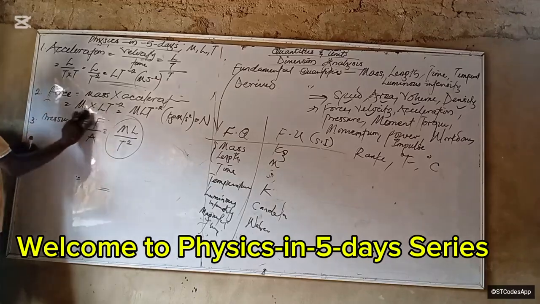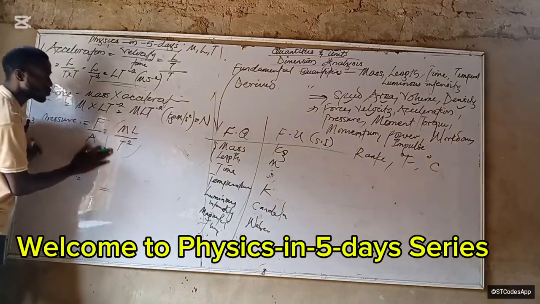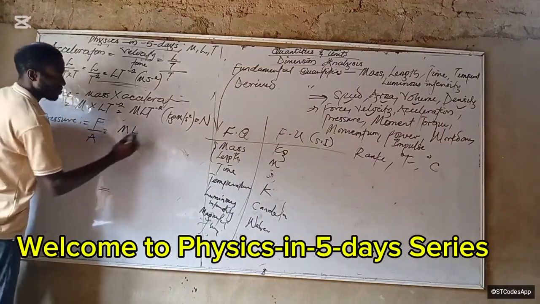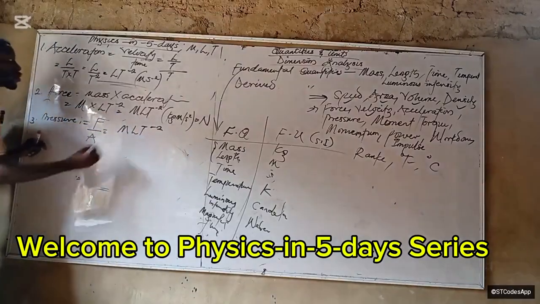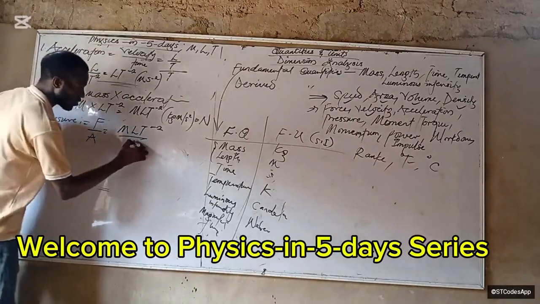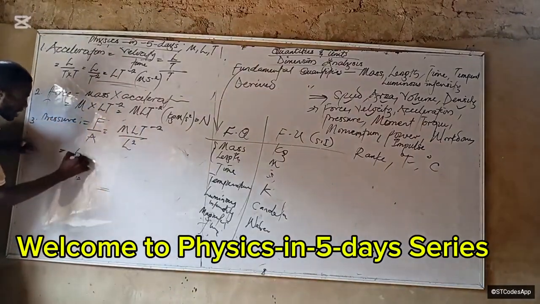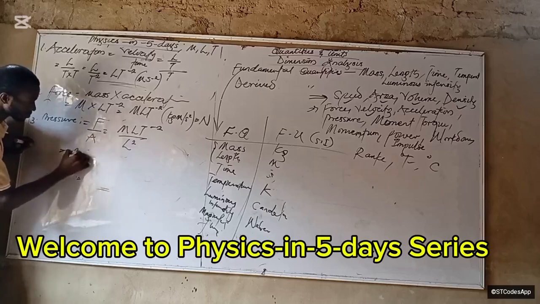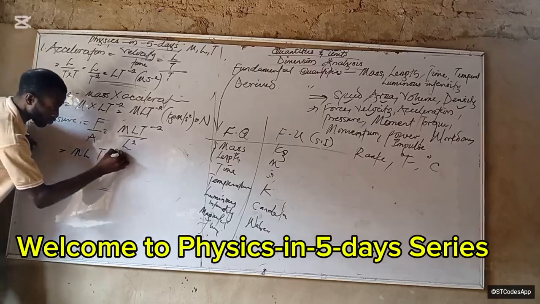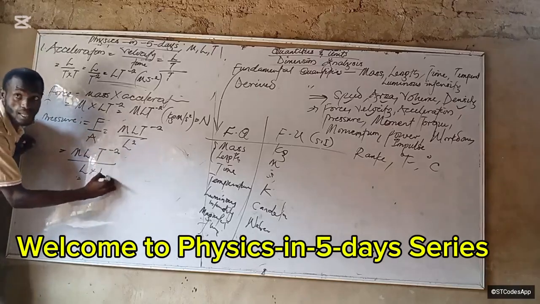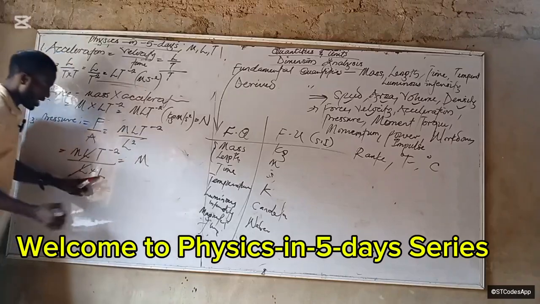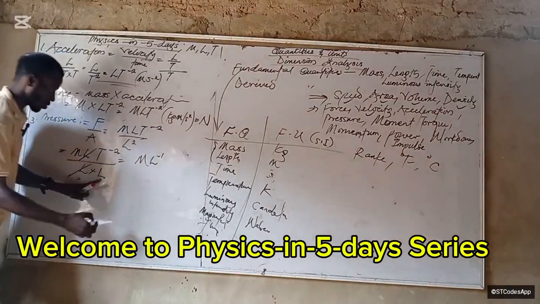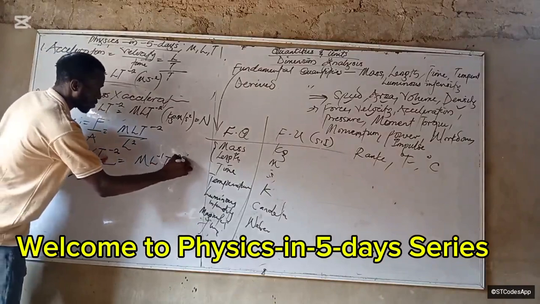Yes, sir. This force now, or if it's confusing you, ML T raised to the power minus 2 might be more confusing. That's why. Okay, over, what is area? L squared. This will now become ML T raised to the power minus 2 over length squared, and length squared is length times length, right? L takes care of L. Now M, L is under, that will be L raised to the power minus 1. T is still raised to the power minus 2.